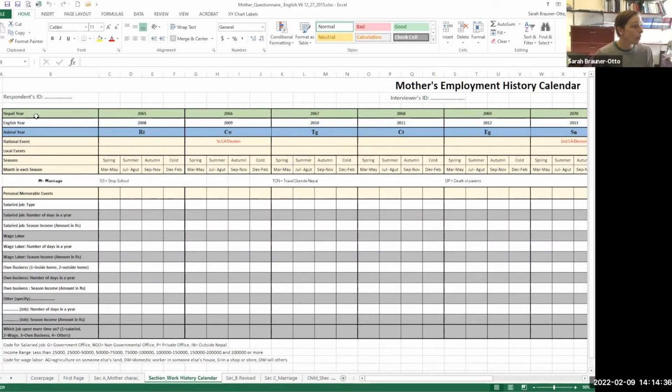So up here at the top, we have the Nepali, English, and animal years. Of course, the Nepali and English years don't match perfectly, which might raise some questions for users of the data. And down here, we have rows for seasons and months. These are the Nepali year divisions.